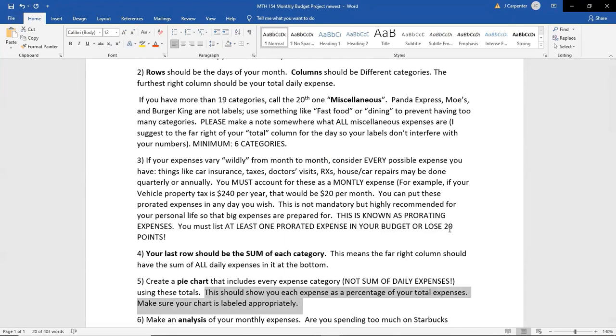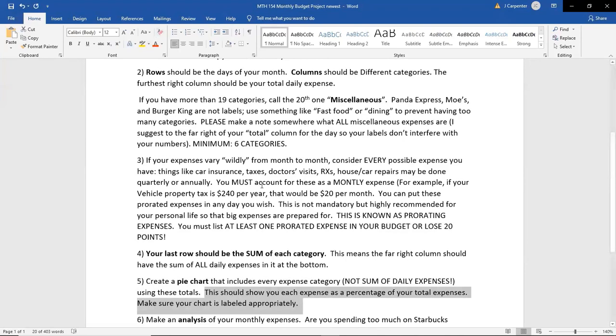I also need to make sure that your charts are well labeled. So when you have your pie chart, if they just say category 1, 2, 3, 4, 5, nope, you're going to lose points for that. It should have, all right, the red one is food, the green one is your rent, the blue one is your car expenses, the orange one is your medical expenses. Not those specific colors, the specific categories. You get the point, I hope.